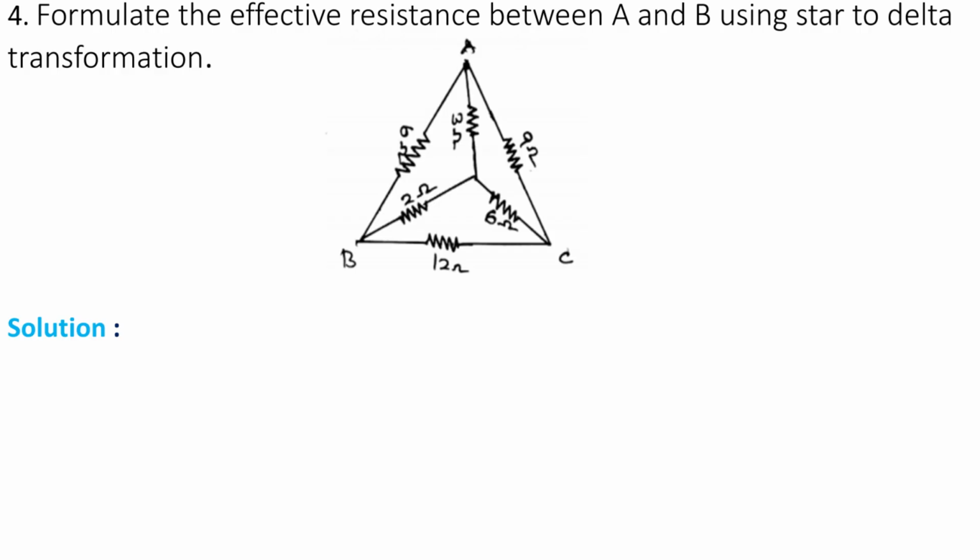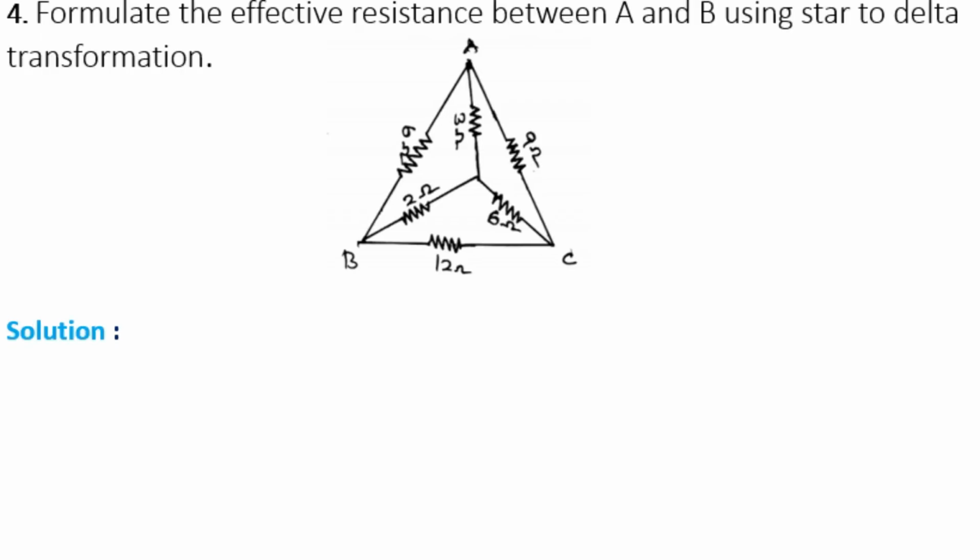Formulate the effective resistance between A and B using star to delta transformation. In the given circuit, resistors 3 ohms, 2 ohms and 6 ohms are connected like a star, like an inverted Y shape or star connection.